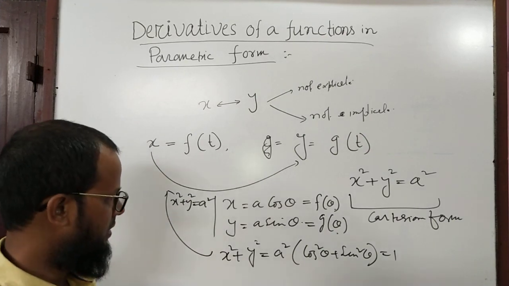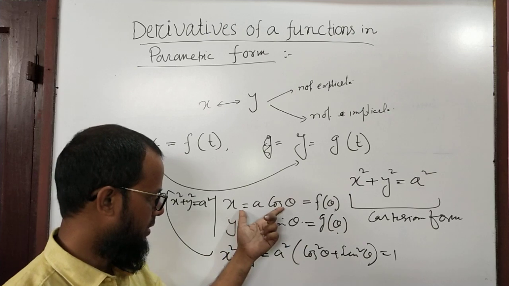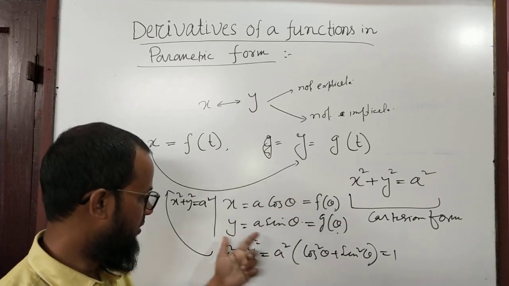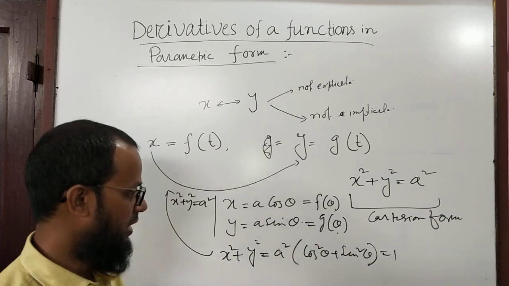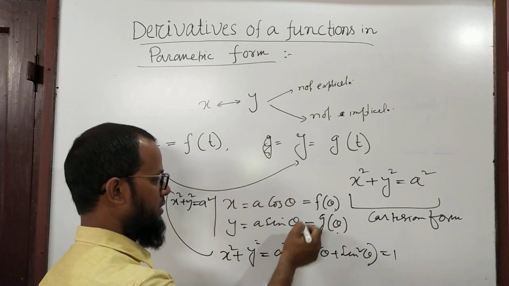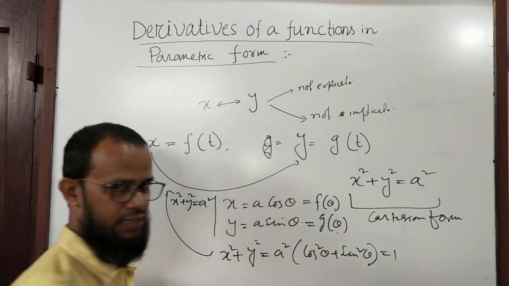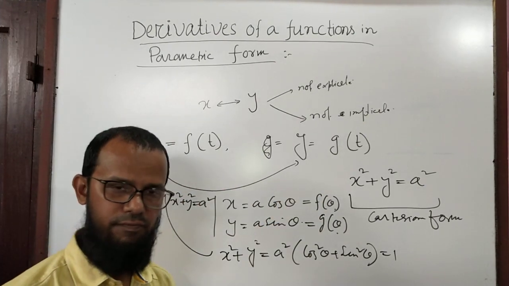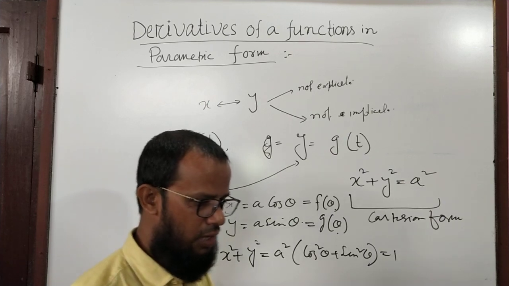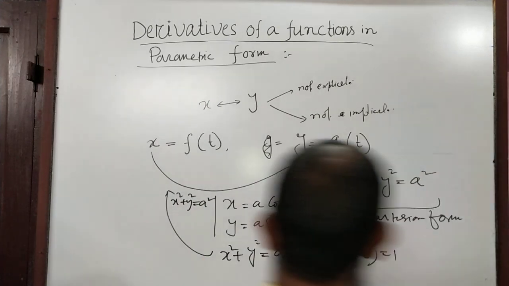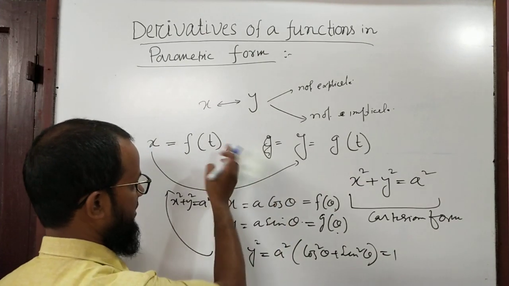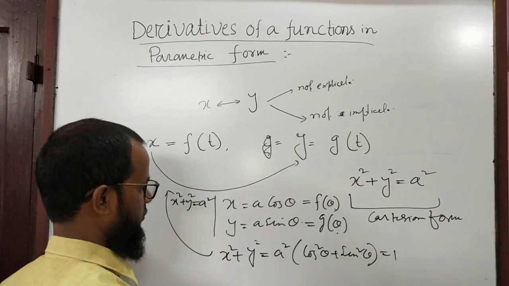So this Cartesian equation of the circle is expressed in another form: x is a function of theta, y is a function of theta. Here a new variable is introduced to make the relation between x and y, and this type of form is called parametric form. Now, how to find the derivative of a parametric function? Here theta is called the parameter; theta and t have the same meaning. If I write t here, no issue.